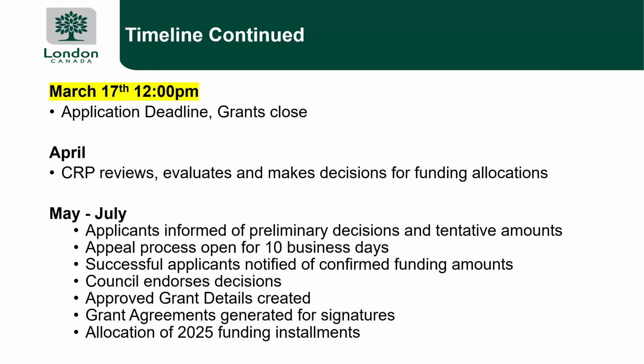Once the report is approved by council, we can then create your grant agreements. We generate those for signatures, and then we start funding you. So that should all happen over the course of the summer. So usually by July, I work with people to tidy up their budgets and their metrics and create the grant agreements for people to sign.